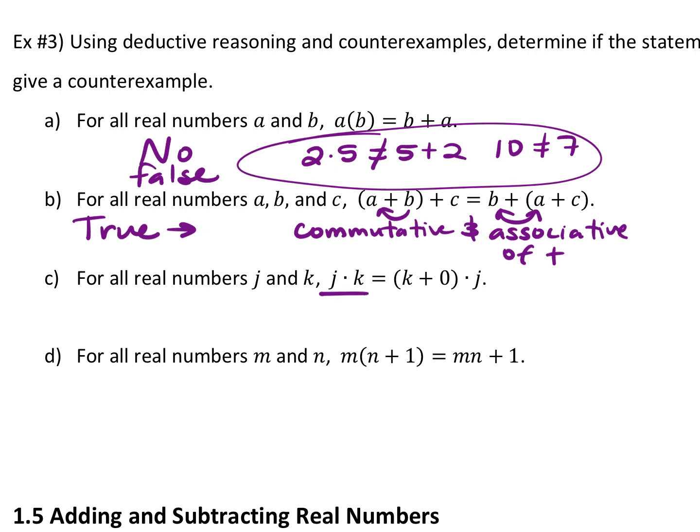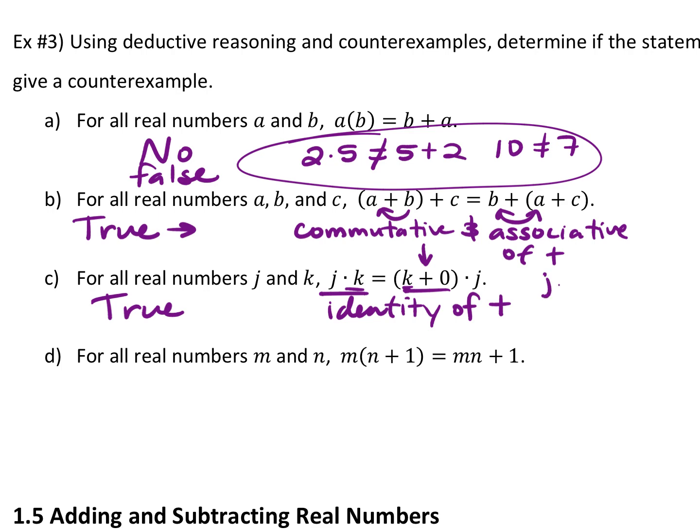All right, how about this one? If you have real numbers J and K, you can say J times K equals K plus 0 times J. True. Do you see, there's two properties here again. Which two properties do you see? Not associative. Identity would be the first one, right? K plus 0 equals K. So identity of what? Addition or multiplication? That's identity of addition, right? K plus 0. So identity of addition makes that K.